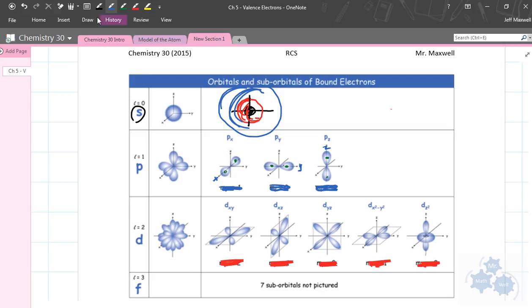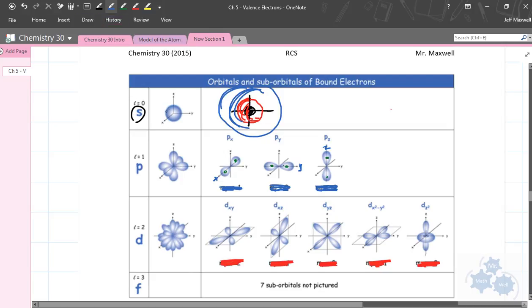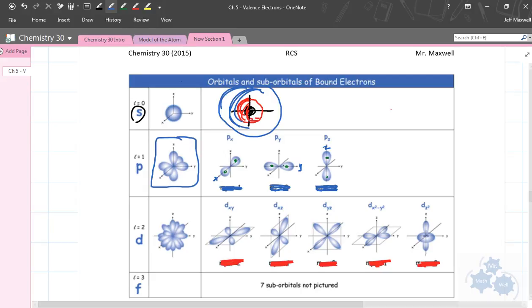Okay? Spherical. Now the p orbitals, this is a picture of all of them at once. All right? So as I mentioned here, we talked about the p orbitals. This is what it would look like if all the p orbitals had electrons in them. All the electrons whirring around in all 3 p orbitals. That's what it would look like.